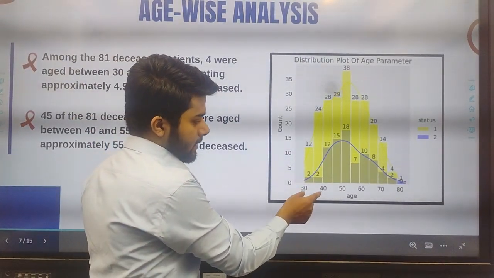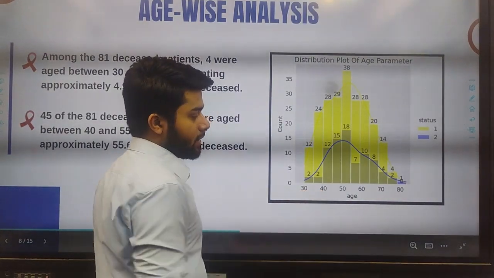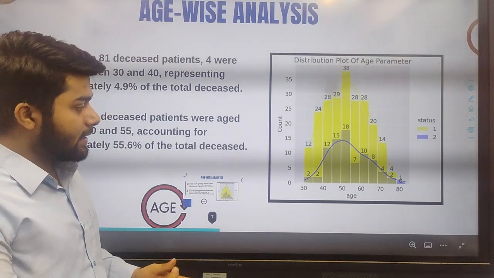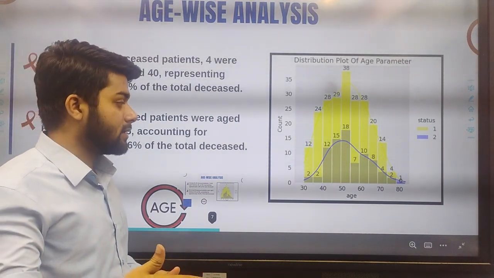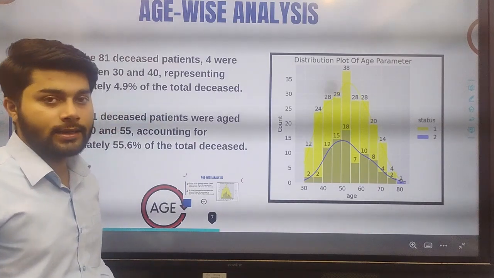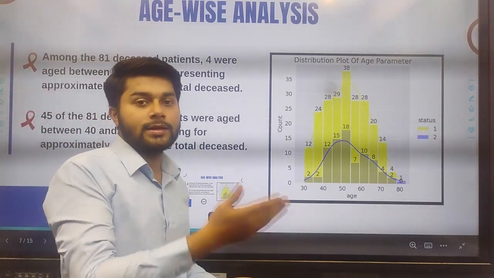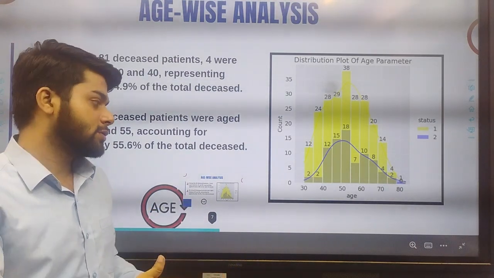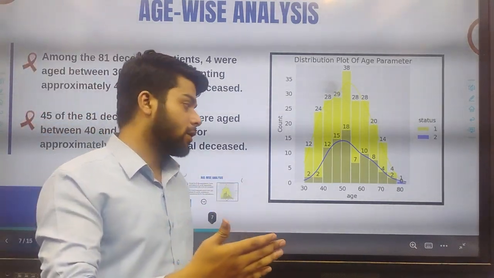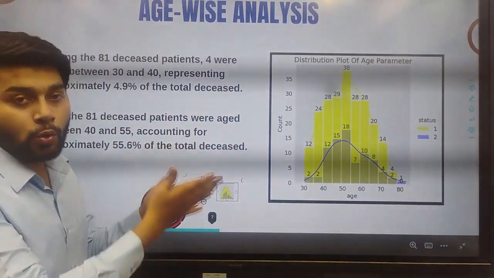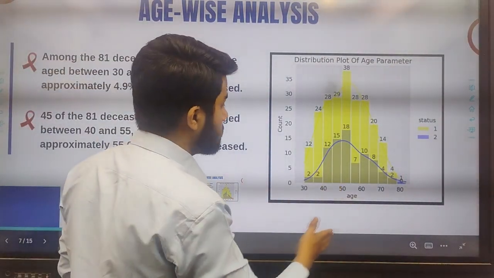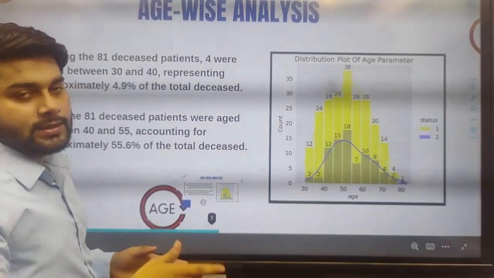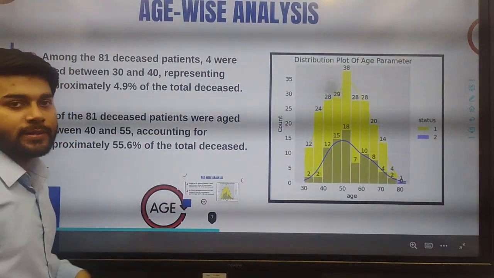We can see that in the age range from 30 to 40, only 4 patients died. So that shows that if a patient is below 40, as we saw in the previous slide also, their survival rate is higher, or their mortality rate is lower, as compared to the other age groups. Out of 81 deceased patients, 4 are between 30 and 40, which is around 5% of the total deceased patients.